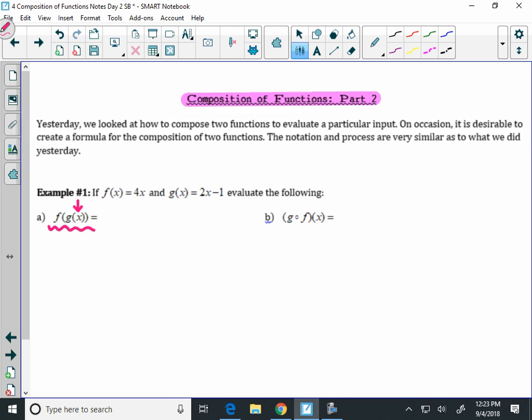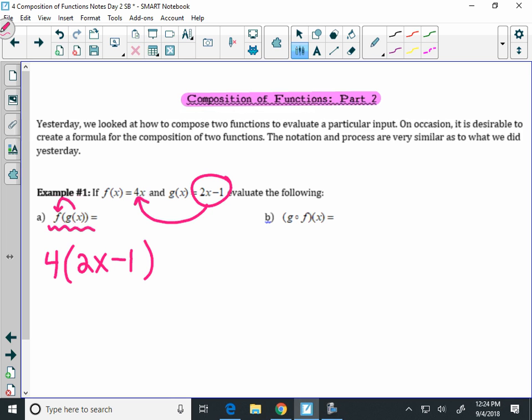So same process as Friday. Start with the function that's on the right. That's g of x, and it's going into the function of x. So we work right to left here. You're going to take the entire function, 2x minus 1, and where do you think you're going to put it? Into f, where the x is. So you're going to have 4. Now instead of x, put some parentheses, and stick that entire function of g into those parentheses.